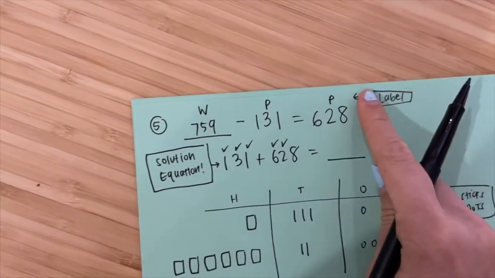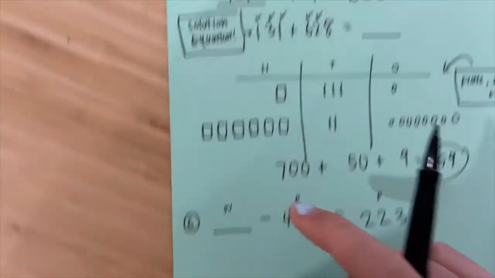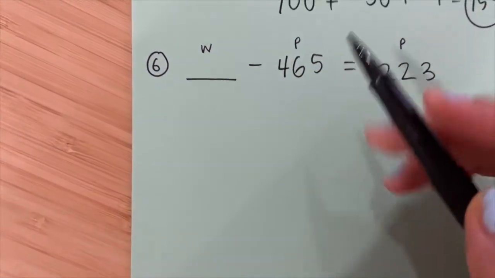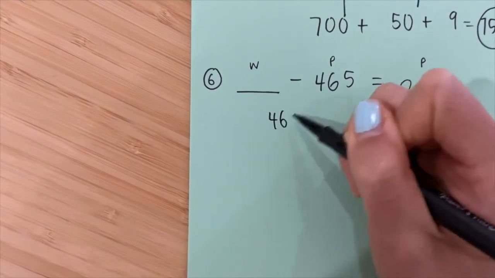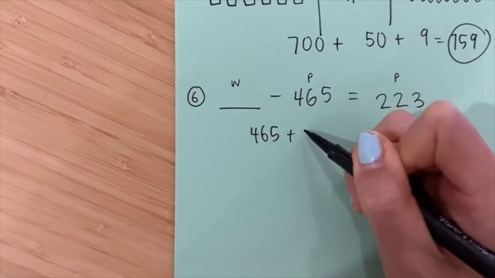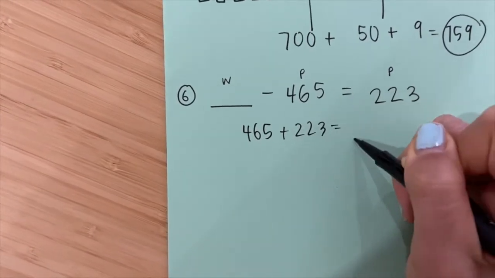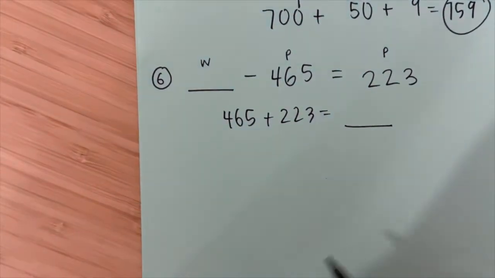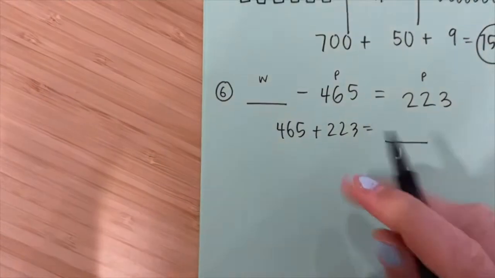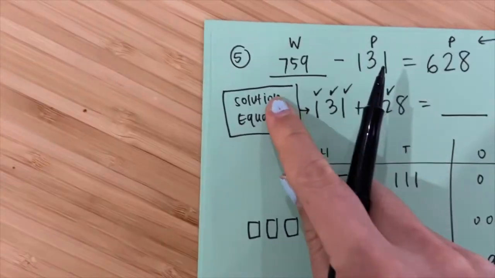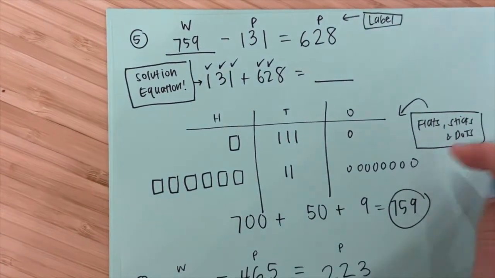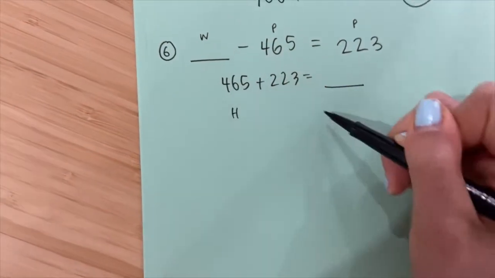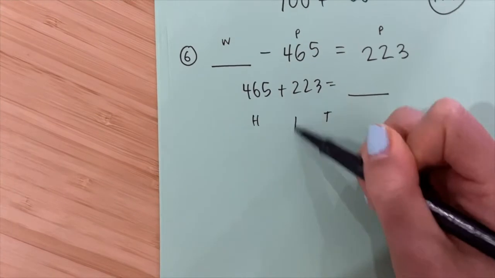What's step 2 after labeling? Oh, it's a solution equation. So that's what I'm going to do over here too. I need to add, so I'm going to write 465 plus 223 equals blank. This solution equation tells me what to do. Okay, now I wrote my solution equation. What's my next step? Oh, flats, sticks, and dots time. Let me draw my hundreds, tens, and ones chart.